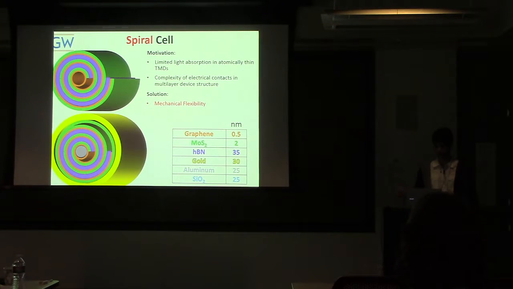And as you can see, we have achieved a multi-layer solar cell. But what's more interesting is that if you put a low work function metal, such as aluminum, inside as an inner post, and a high work function metal, such as gold, as the outer post, you could contact all these multi-layers with just two contacts, because graphene and molybdenum sulfide are continuous all over the spiral cell.